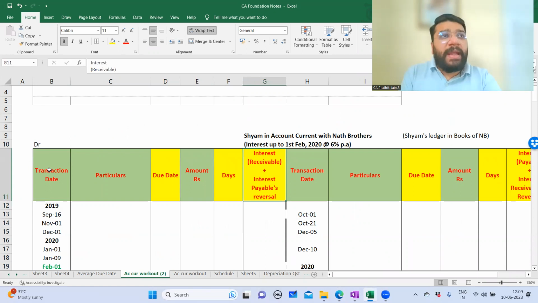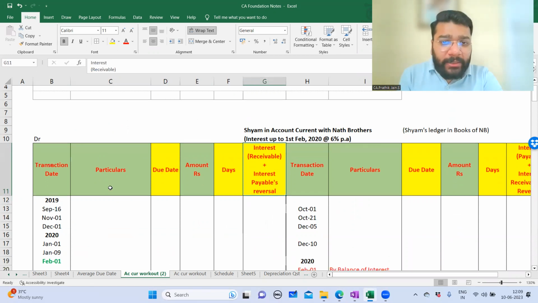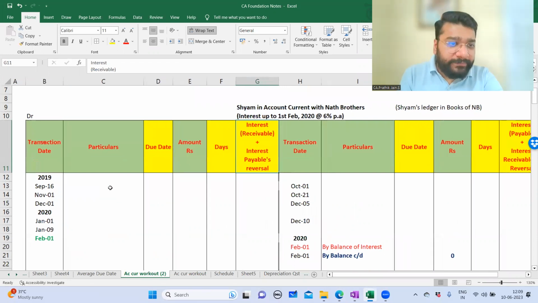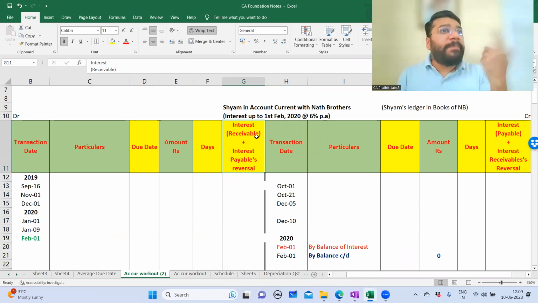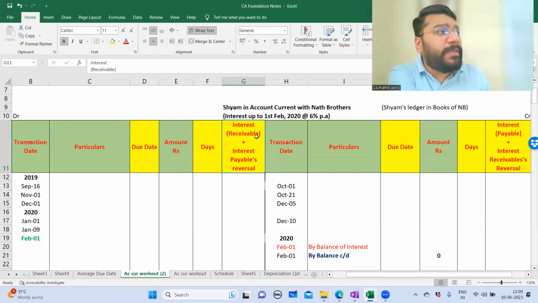Now, write the same way as of now. Just write interest receivable plus interest payable reversal. I'll explain what this is when I do the practical question. Normally, if you write interest, it is more than sufficient. But we have to understand what this interest means. Is it income? Is it expense? Is it receivable? Is it payable? People get confused, so for that reason I have given clarity here. As of now, please write interest receivable plus interest payable reversal.